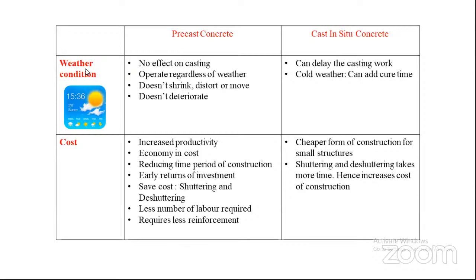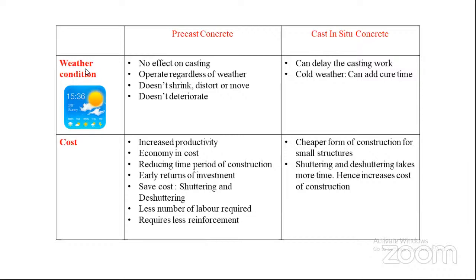And next is cost. In precast concrete construction, similar types of components are produced fast, resulting in increased productivity and economy in cost too. Thereby we can reduce the time period of the construction, which can be beneficial in the early returns of the investments also. In precast construction, the de-shuttering cost requires fewer laborers. Hence, you can reduce the labor cost too. And in precast construction, pre-stressing is also done in some cases, and hence it requires less reinforcement when compared to the cast in situ one.